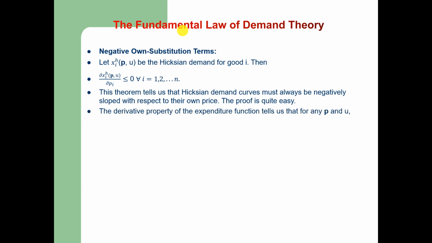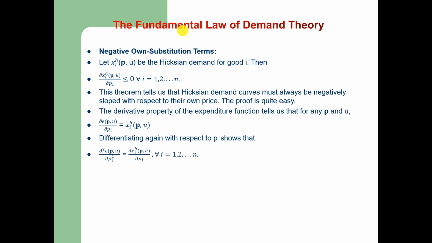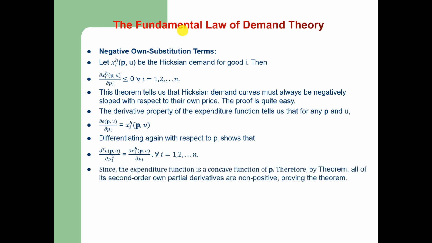The derivative property of the expenditure function tells us that for any price vector p and u, the partial of the expenditure function with respect to own price gives us the Hicksian demand function x_i^h, which is a function of the price vector p and utility u. Now, if you differentiate again with respect to p_i, it shows that the second partial of the expenditure function with respect to p_i squared is equal to the partial derivative of the Hicksian demand function with respect to own price, for all i from 1 up to n. Since the expenditure function is a concave function of the price vector, by theorem, all of its second order own partial derivatives are non-positive. And it proves our theorem.